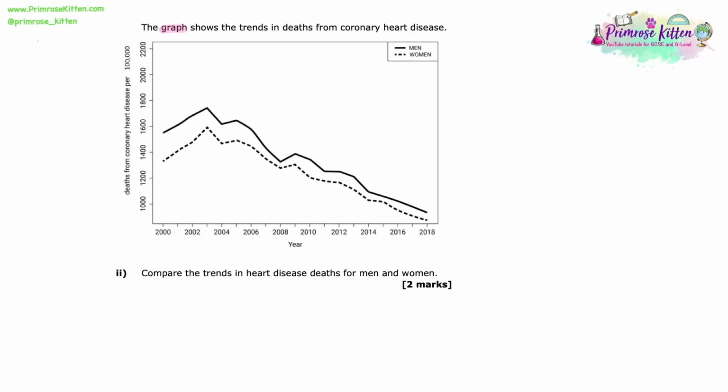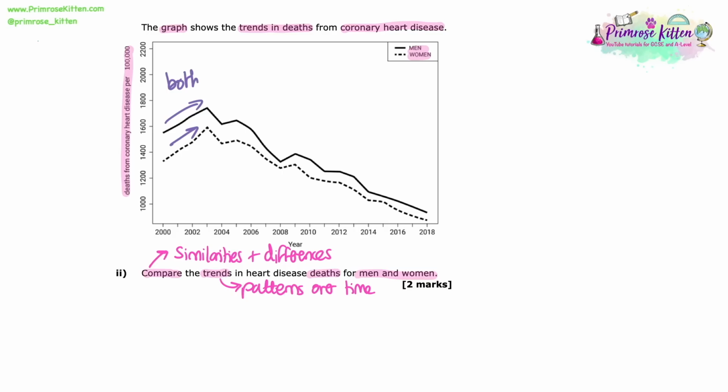The graph shows the trends in deaths from coronary heart disease. So we've got the deaths from coronary heart disease per 100,000 people up the side, and then we've got a line for men and a line for women. It wants us to compare the trends in heart disease deaths for men and women. So when we're comparing, we need to make sure we're looking at similarities and differences. And when it asks us to look at trends, we're looking at differences in patterns over time. So we've got time on the bottom. So what pattern changes can we see?